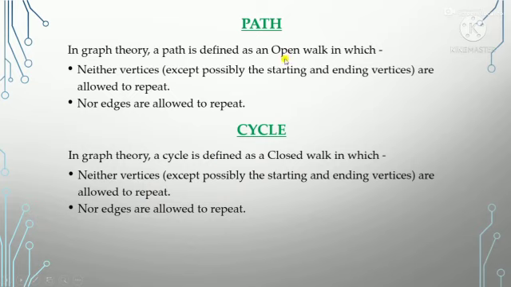If we have an open walk and no vertices and edges are repeated in our walk, that is called a path. Or you can say a closed path becomes a cycle, right? So we can say that a closed path is a cycle.